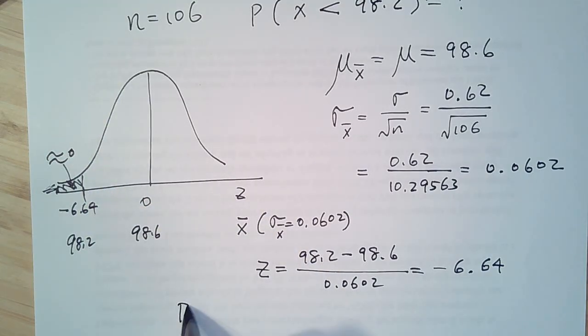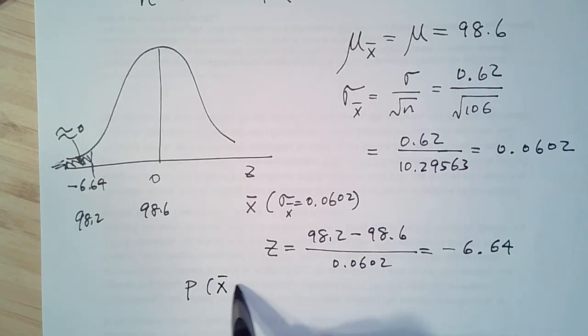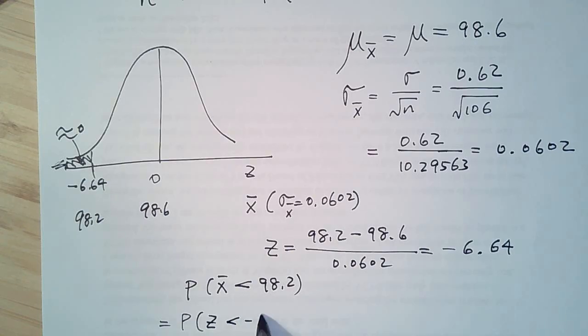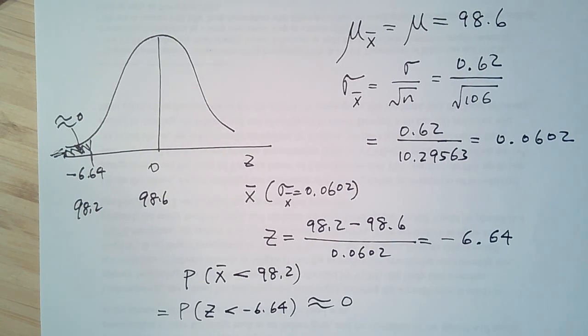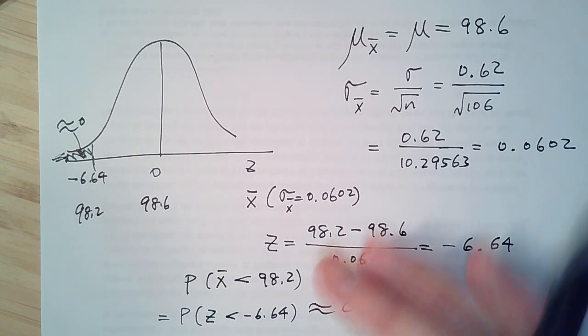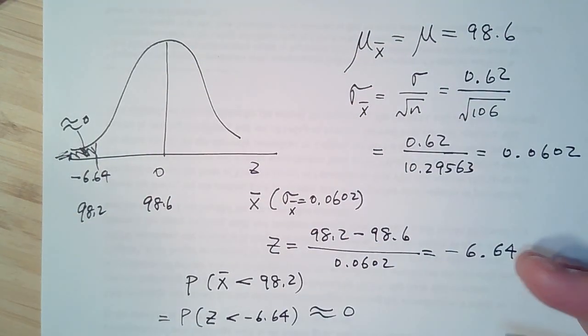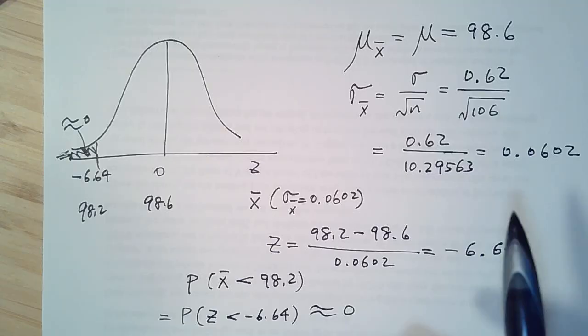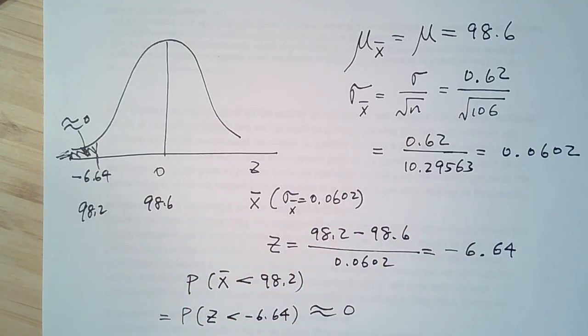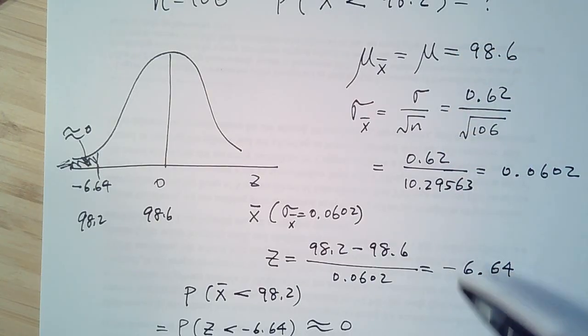Therefore, the probability that we have this x bar less than 98.2 is the same as z less than negative 6.64, which is almost 0. In your quiz or homework or exam, I want to see every single step just like this, so I know how you get the answer. Don't just drop a number somewhere and then give me the answer. I cannot take that. So I really need to see all the steps, okay?